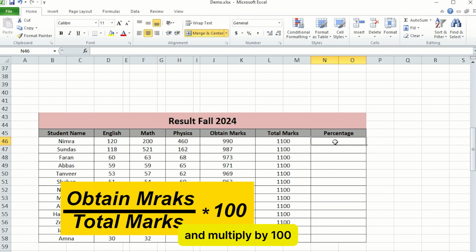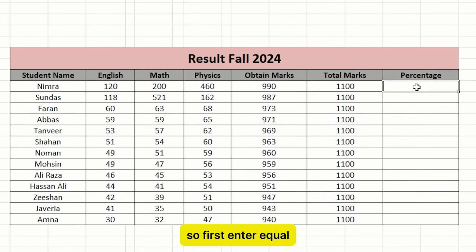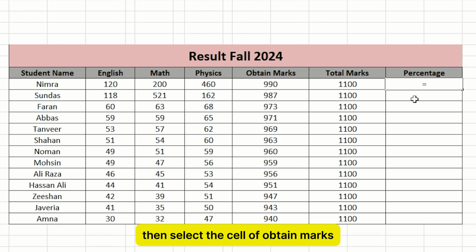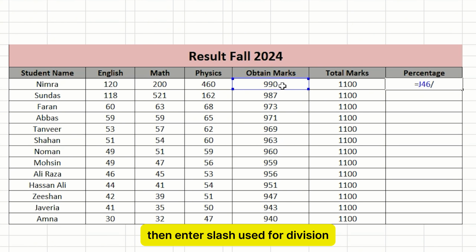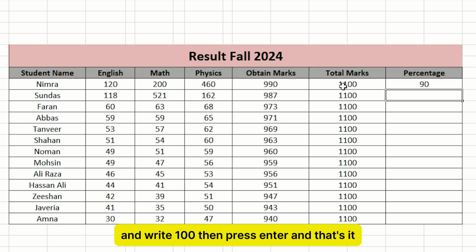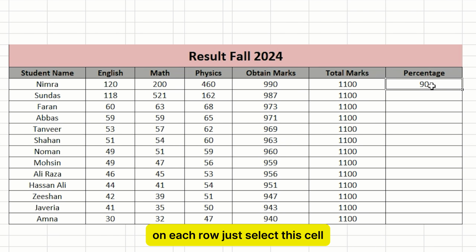So first, enter equal, then select the cell of obtain marks, then enter slash, used for division, then select the cell of total marks, then enter asterisk, used for multiplication, and write 100, then press enter, and that's it. You don't need to apply this formula one by one on each row.